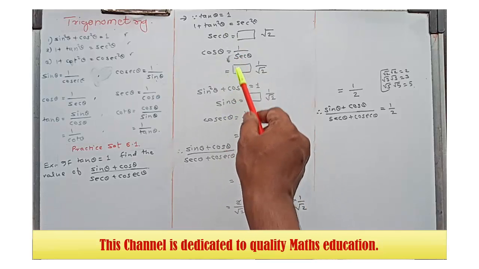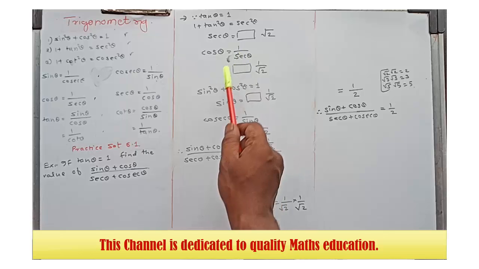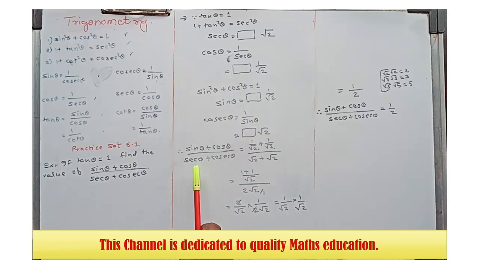Now after finding all these values, sec theta, cos theta, sin theta and cosec theta, consider the term for which we have to find the value. Sin theta plus cos theta upon sec theta plus cosec theta is equal to 1 upon root 2 plus 1 upon root 2 upon root 2 plus root 2. So 1 upon root 2 plus 1 upon root 2.